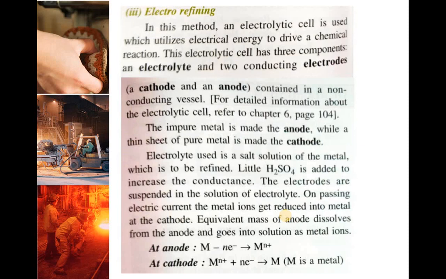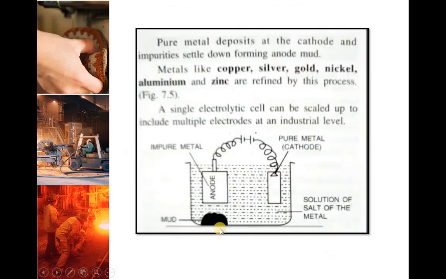If you pass the electric current, metal ion will be reduced to metal. An equivalent mass of the anode dissolves from the anode and goes into the solution as metal ion. The anode is made of the same metal, M, which needs to be refined. Pure metal then deposits at the cathode and impurities settle down as anode mud.